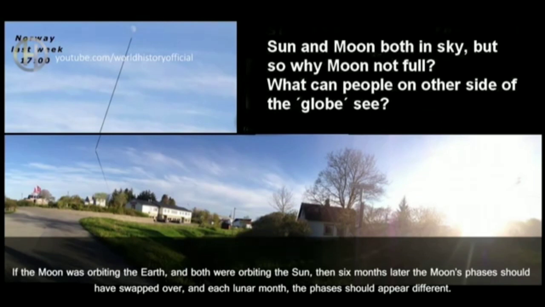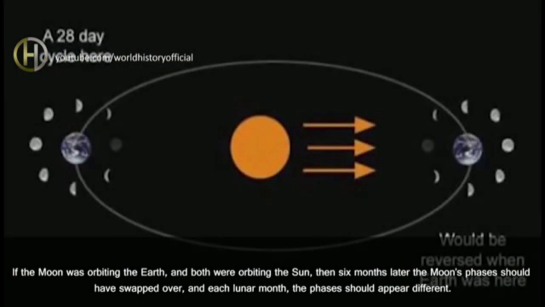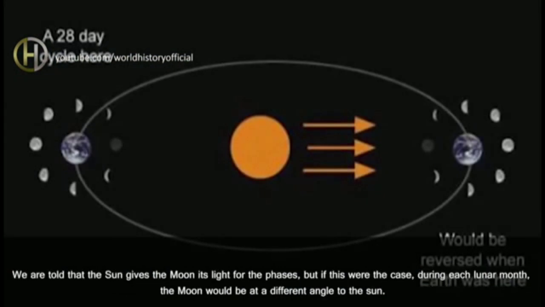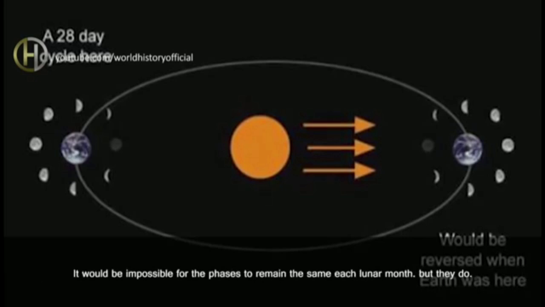If the moon was orbiting the Earth, and both were orbiting the sun, then 6 months later the moon's phases should have swapped over, and each lunar month, the phases should appear different. We are told that the sun gives the moon its light for the phases, but if this were the case, during each lunar month, the moon would be at a different angle to the sun. It would be impossible for the phases to remain the same each lunar month. But they do.